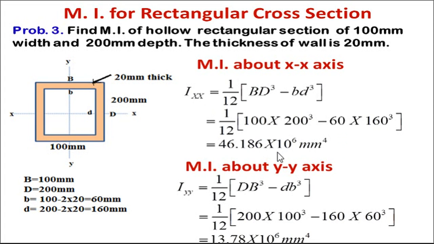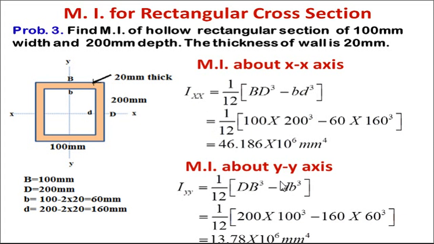Always these values are very, very big numbers. That's why I always write these values in terms of powers. Someone may write 0.46 into 10 to power 8. Someone may write 46,186 into 10 to power 3. Depending upon these digits, 6, 3, 4, 5, you can write down the moment of inertia.